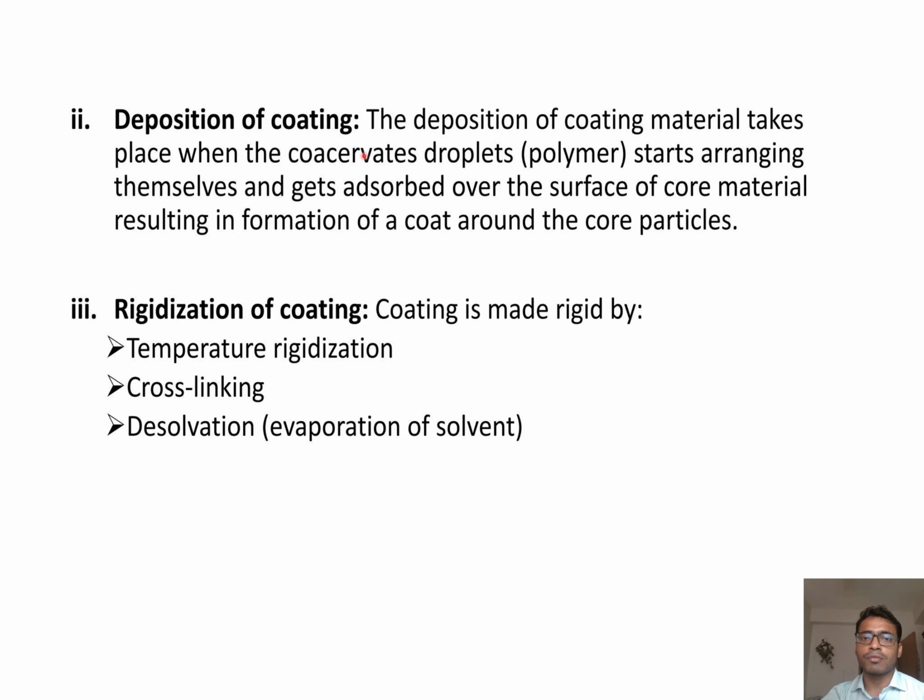Then deposition of coating. The deposition of coating material takes place when the coacervate droplets start arranging themselves and get absorbed over the surface of the core material, resulting in the formation of a coat around the core particle. Rigidization of coating, and by this rigidization your coat would be rigid. The coating is made rigid by temperature rigidization and cross-linking rigidization, then dissolution, evaporation of the solvent. So this is the overall procedure for coacervation.